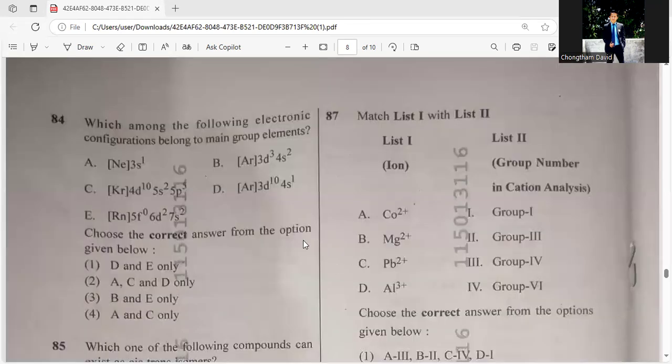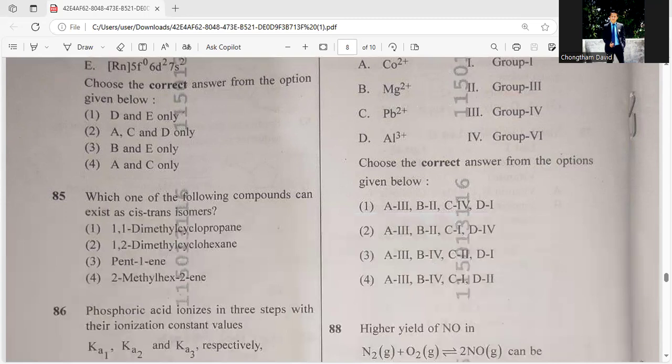Let's read question number 87. Match the column. Cobalt ion should link with group 4. Then magnesium with group 6. Lead in group 1. This is in salt analysis. Group 3 is yours. So compare this: A3, B4, C1, D2. Where do you find this option? We find this in option 3, which is A3, B4, C2, D1. So option 3 will be the answer for question number 87.